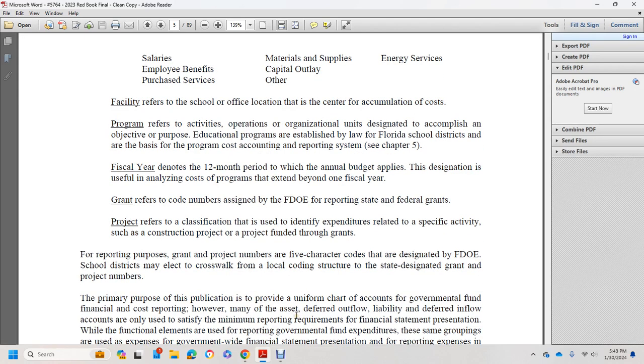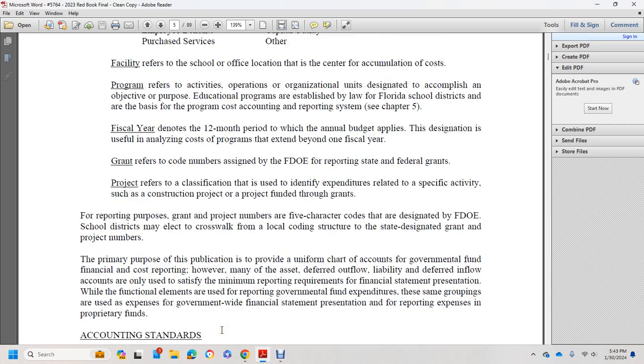Through grants. For reporting purposes, the grant and project numbers are 5-character codes designated by the Florida Department of Education. School districts may elect to crosswalk the local coding structure with the state designated grant and project numbers. The primary purpose of the publication is to provide a uniform chart of accounts and governmental fund and financial cost reporting.